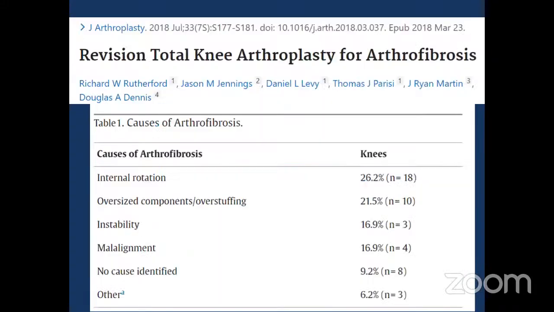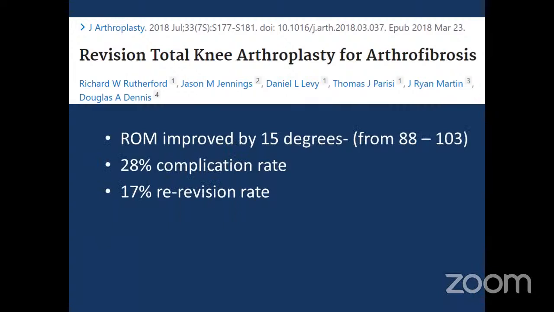Now, what about revisions itself for the stiffness when you don't have anything else really? If you look at Douglas Dennis's results for the stiff knees, he had about 50 of them. And mind you, most of them were actually problems with rotation and stuffing of the patella. Almost 50% were just that and only about 10% were not identified. Now, look at his results for the stiffness. They improved from 88 to 103. Only about 15 degrees he got with a revision.